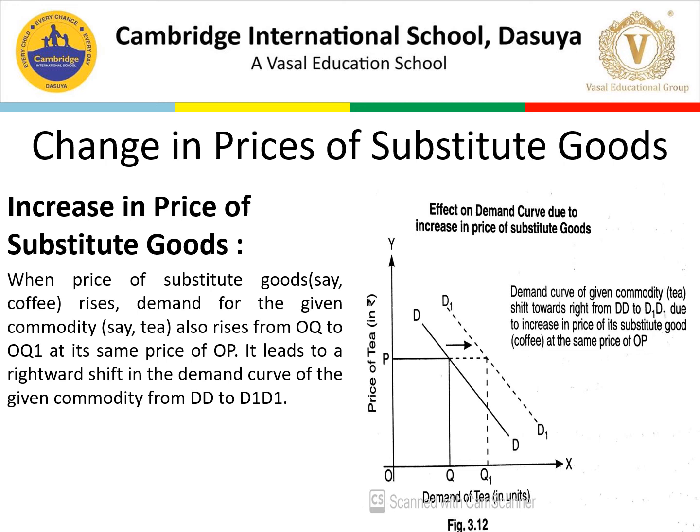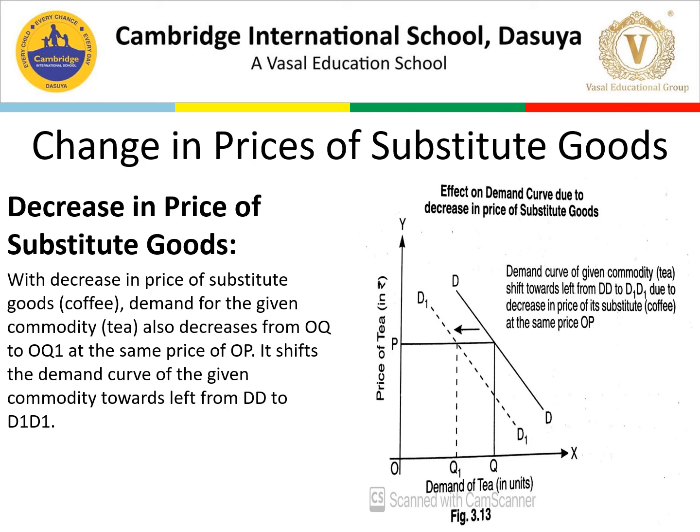So that is the effect on the demand curve due to an increase in the price of substitute goods. Because of a rise in the price of one substitute good, the demand for the other substitute is always increasing. This is the point. The opposite of this is the next point, decrease in price of substitute goods.